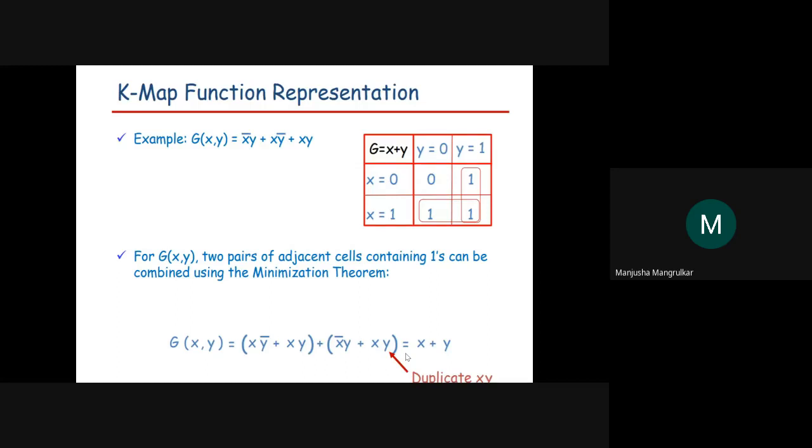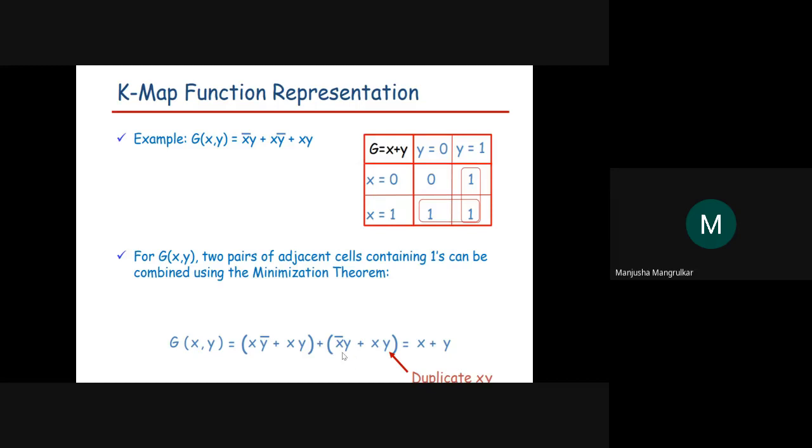Now we'll see that, right? x complement y plus x y complement plus x y. We can add one term here, x y, as per the duplication theorem. And then we'll do the grouping, x y complement plus x y. One more term we'll add here.